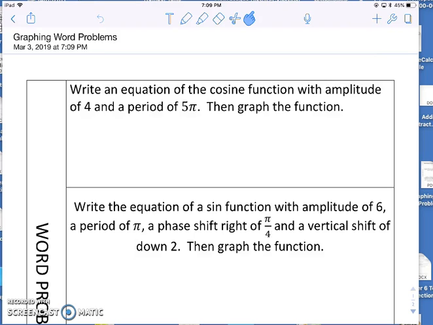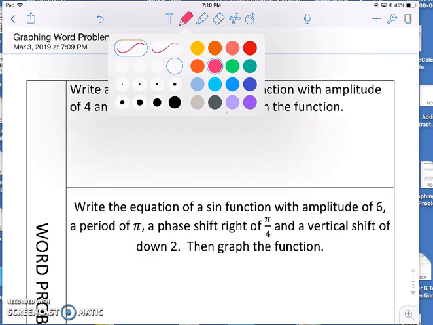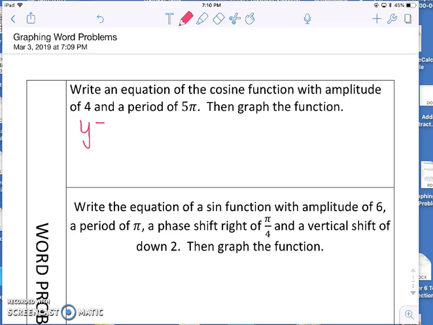We're going to take a look at graphing some word problems. So this first one here: write an equation of the cosine function with amplitude of 4 and period of 5 pi. So we know our cosine function is y equals a cosine of bx, since we don't have any shifts. Well, our a is easy. We know that that is 4.